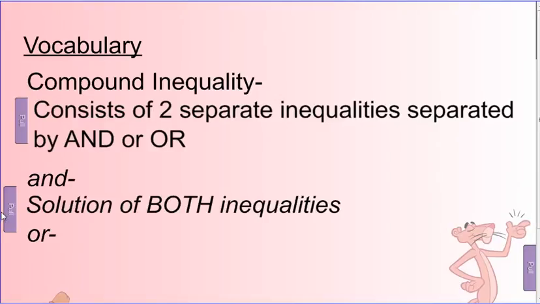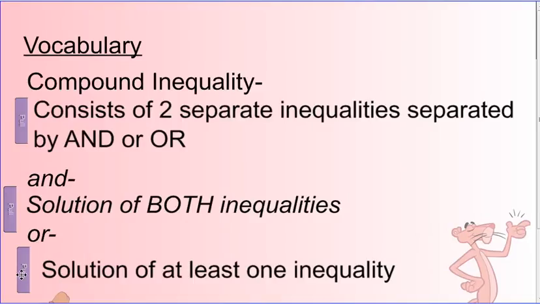When you have an and, you're looking for the solution of both inequalities. An and inequality means both of them have to be true. Both of them have to be correct. An or inequality is when the solution is at least one of them. So when you have an or, one or the other could be correct. It may not make a lot of sense right now. It'll make more sense when we start getting into the actual lesson. So for now, copy it down, and it'll make more sense shortly.